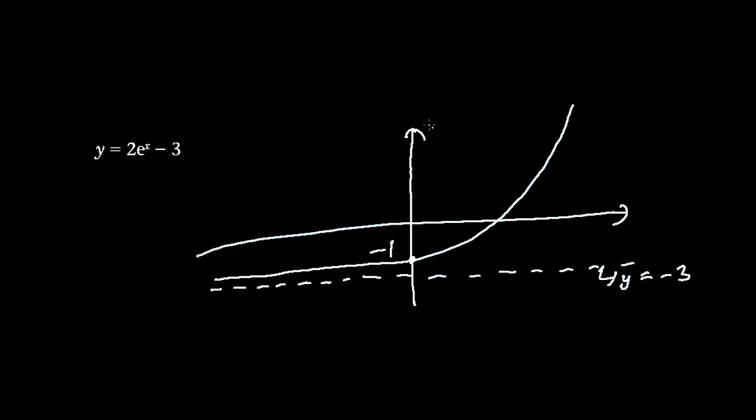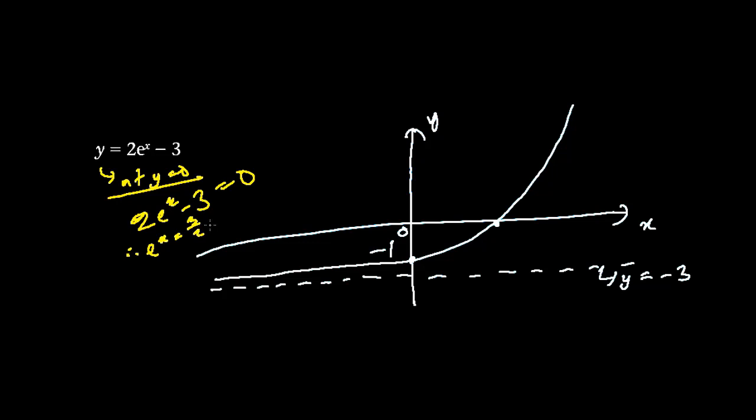Now the difference between the previous sketch and this sketch is that the previous sketch did not cut the x-axis. This sketch is cutting the x-axis. So we can also figure out where it cuts the x-axis. At y equals 0, 2e to the power x minus 3 equals 0. Therefore e to the power x equals 3 by 2, therefore x equals ln 3 by 2. So it cuts the x-axis at the point ln 3 by 2.